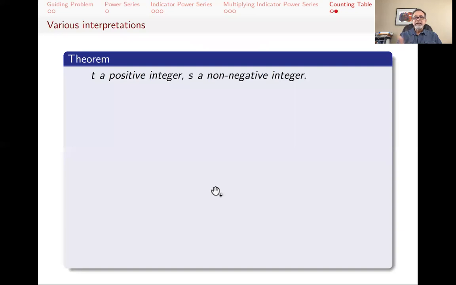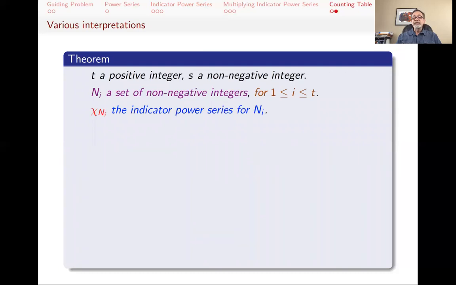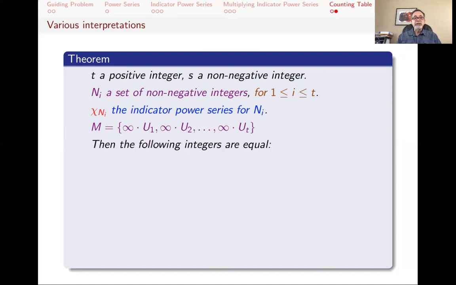So now let me bring together all the various interpretations that we have. If we have t sets of integers, N_1, N_2, up to N_t, non-negative integers that are going to give us restrictions on what we want, and we take their indicator power series, and we also have a multiset with t types and infinite repetition numbers, then the following integers are all going to be equal to each other. This is something that we have discussed before, but we are now just going to add one more item to this set.